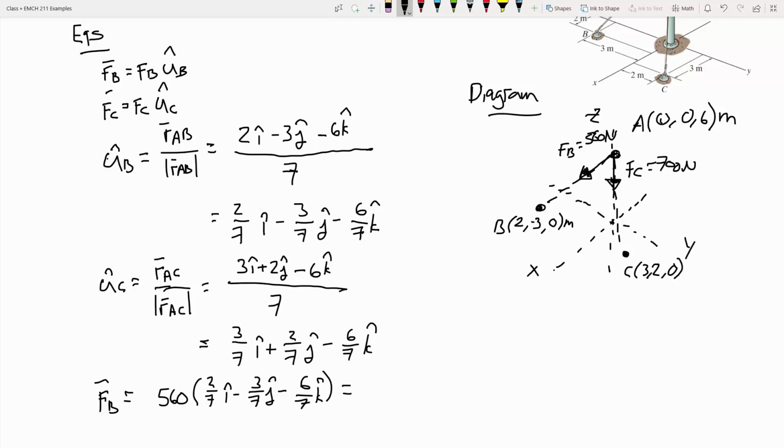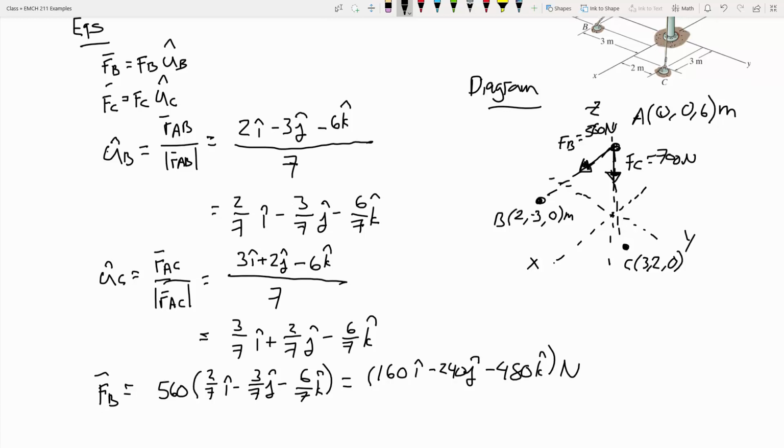I have a scalar times a vector, so I am just going to distribute the 560 into the rest of my vector, and I can just combine everything. So this is going to come out to nice round numbers again, to 160i minus 240j and minus 480k. And this will have units of newtons. Just to remind myself what units I'm working with, it's a force, so it's in newtons. So again, the 160 is 560 times 2/7. The negative 240 is 560 times negative 3/7. And the negative 480 comes from negative 6/7 times 560.